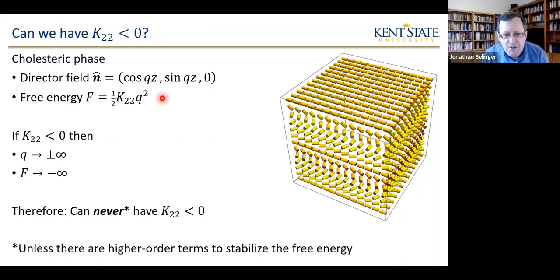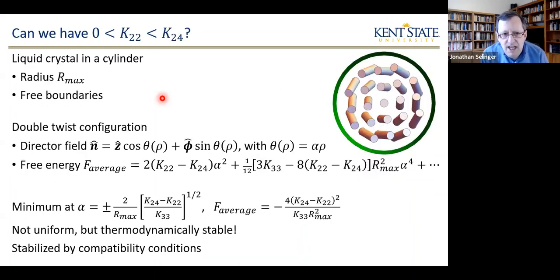Never in this context means unless there are some higher order terms to stabilize the free energy. But that's not the subject of my talk today. Instead, my talk is about the case of K22 greater than 0, but less than K24. So in this intermediate regime between 0 and K24, what happens?